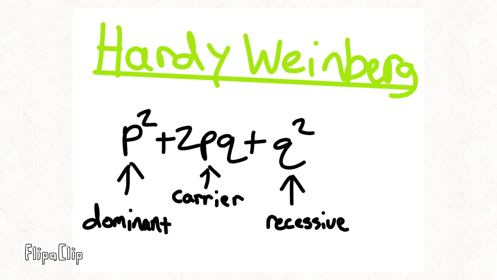0.0058% of women carry the DMD gene, which is equal to 2pq. These heterozygous carriers give their male child the recessive gene, causing them to have DMD.